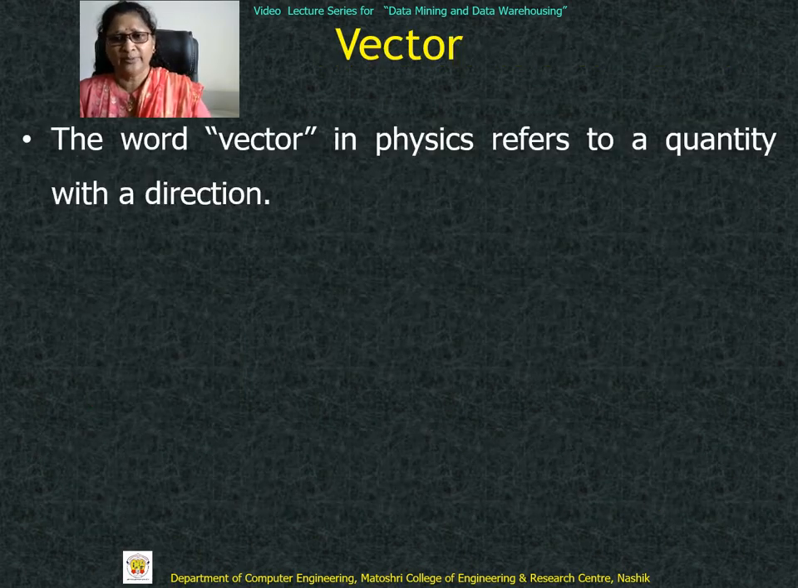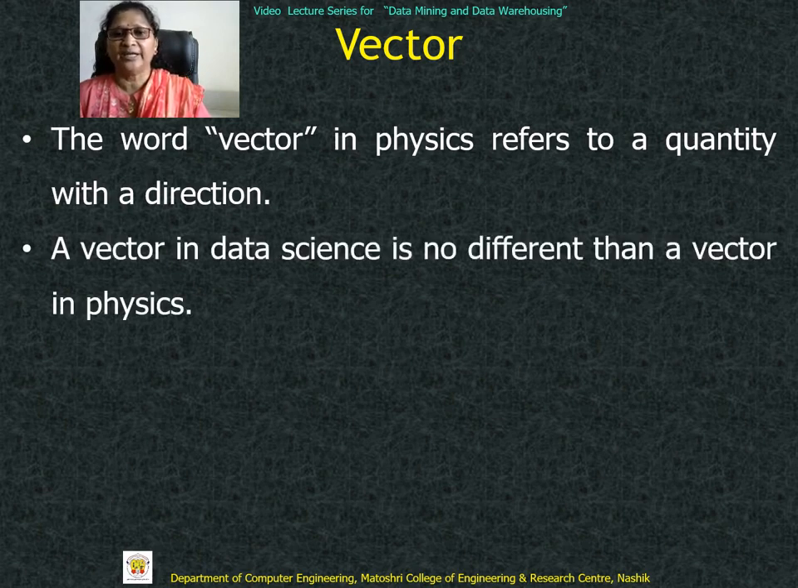One more term which is very commonly used in the literature of data mining is vector. We have heard about vector earlier. The word vector in physics refers to a quantity with a direction. A term vector in mathematics is also referred to as a term having quantity and direction. Now, how is it related to data mining or data science? A vector in data science is no different than a vector in physics.